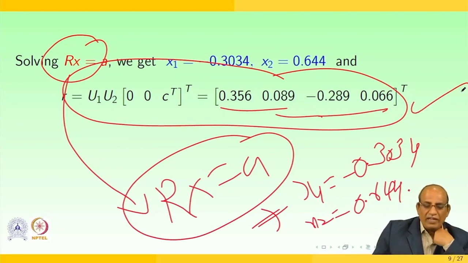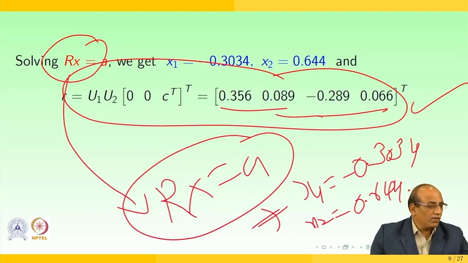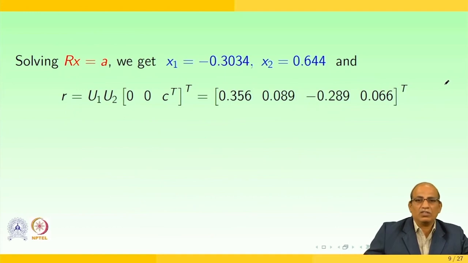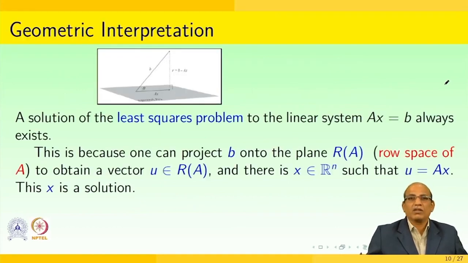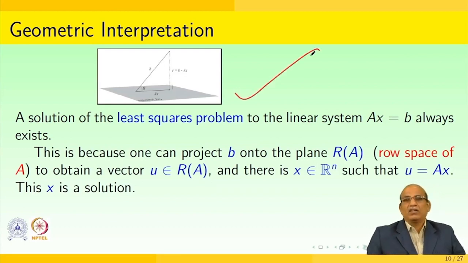So therefore, the idea is how you calculate this value of R, the residual, is more important, because that will decide the residue of the matrix. Now let us see from this example how we can interpret geometrically. A solution of the least square problem to the linear system Ax equal to b always exists. So I make a conclusion that the solution of the linear system always exists.